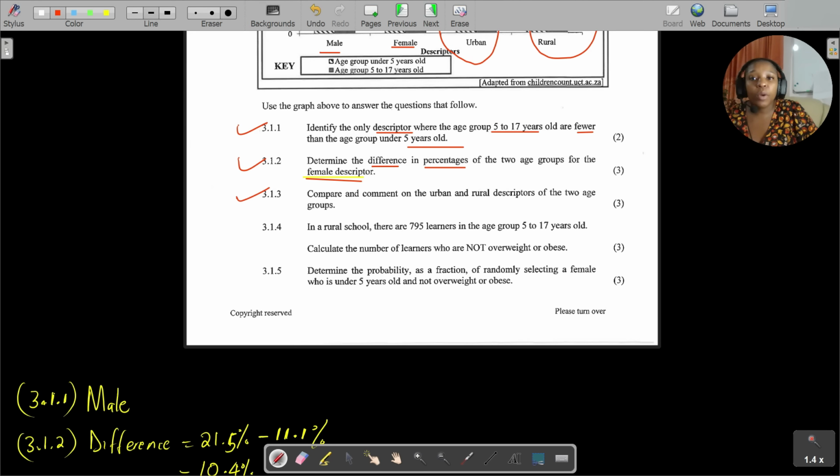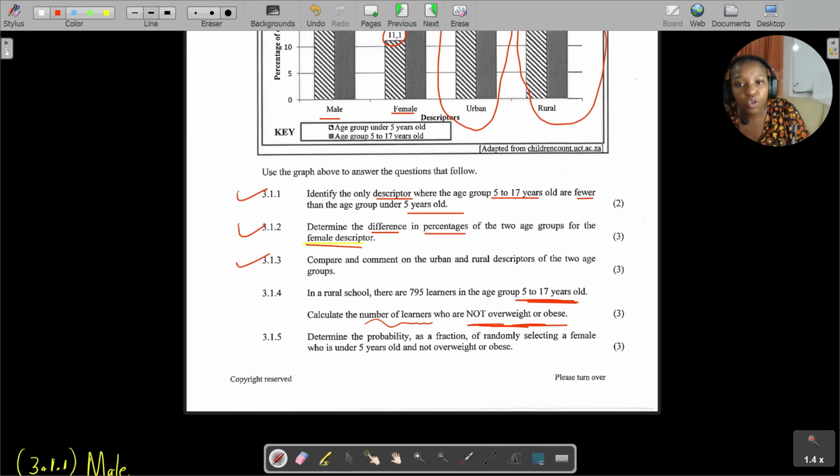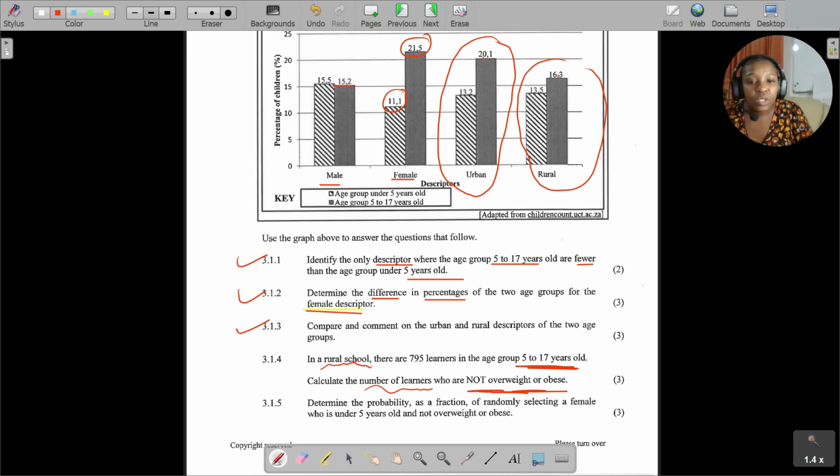Okay. Question 3.1.4. In a rural school, there are 795 learners in the age group 5 to 7 years old. Calculate the number of learners who are not overweight or obese. So we're just making use of the bar graph to help us determine this value. Remember, if we're just looking at the rural schools, this is the rural school, so we're going to be focusing on this double bar graph here.